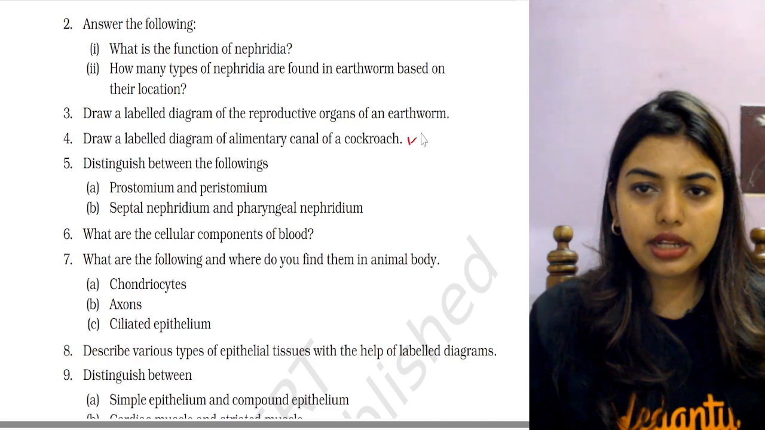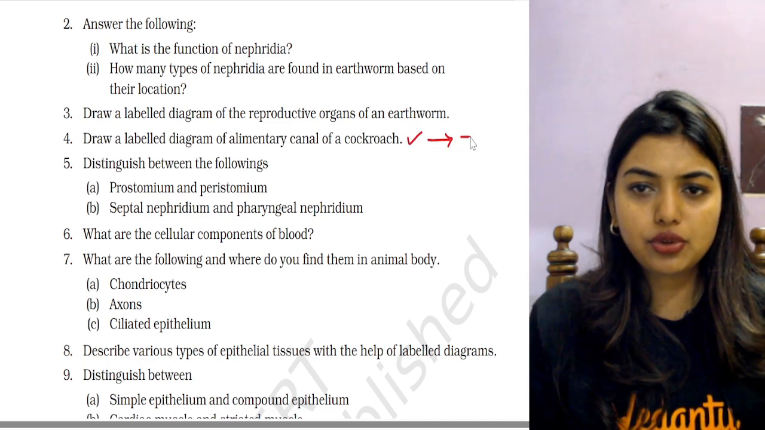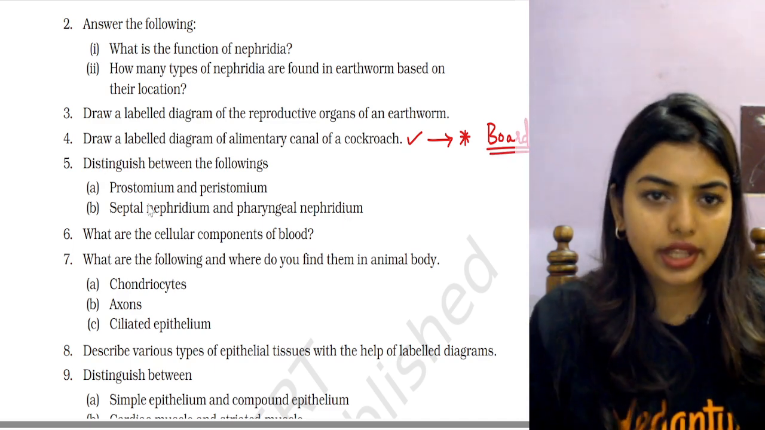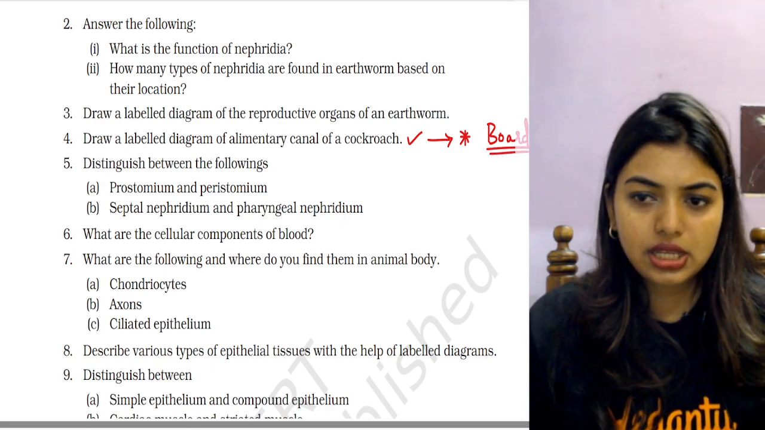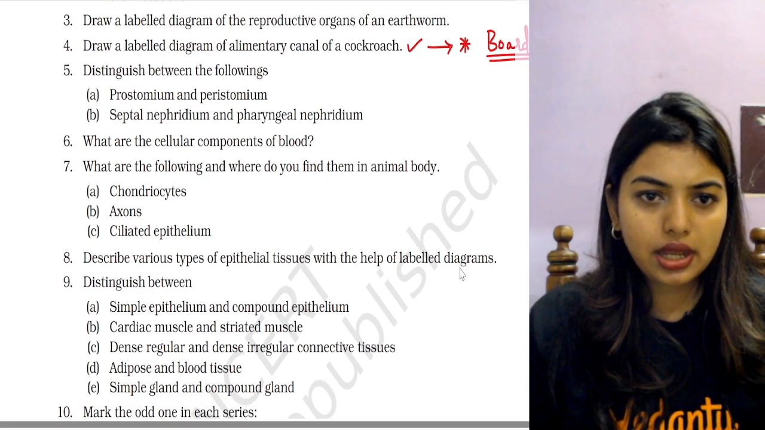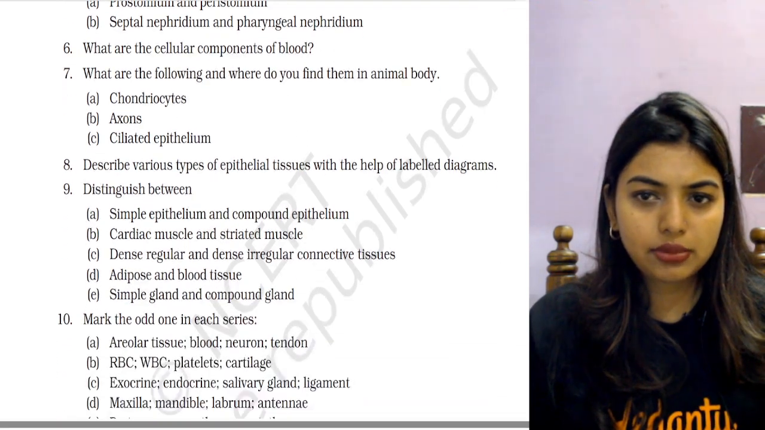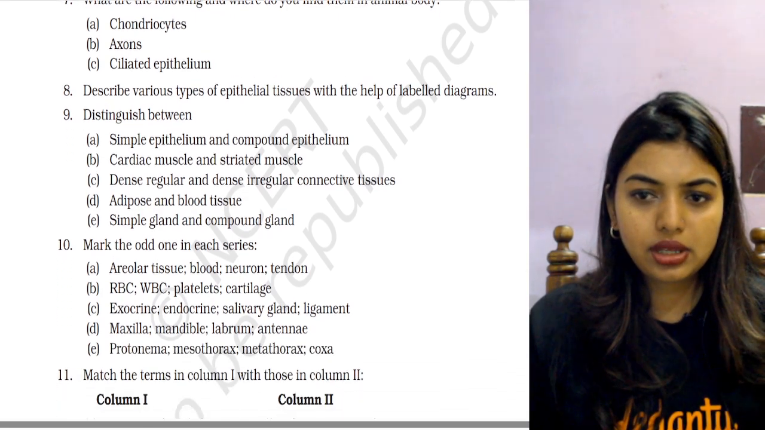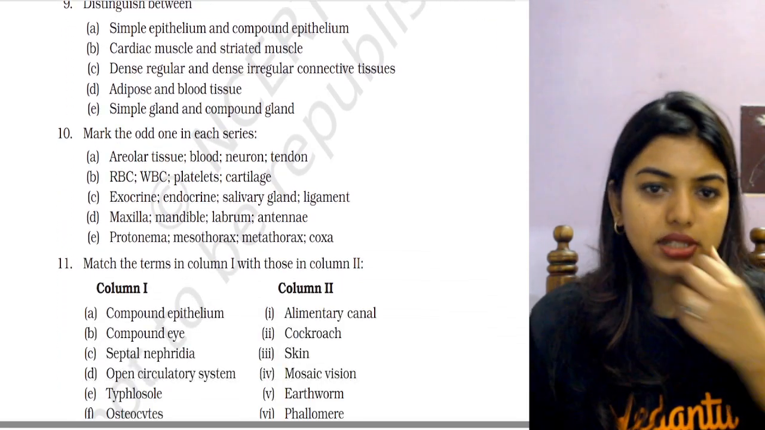Draw a neat labelled diagram of the alimentary canal. I drew it for you, so it is important from the board point of view. Okay, but now this is not there in the new NCERT you're following. Before, we had to study this. Then they are asking about blood, animals, axon, ciliate, epithelium. Not there for you. Epithelial tissue I taught you people. Okay, gland. Here, mark the odd ones.